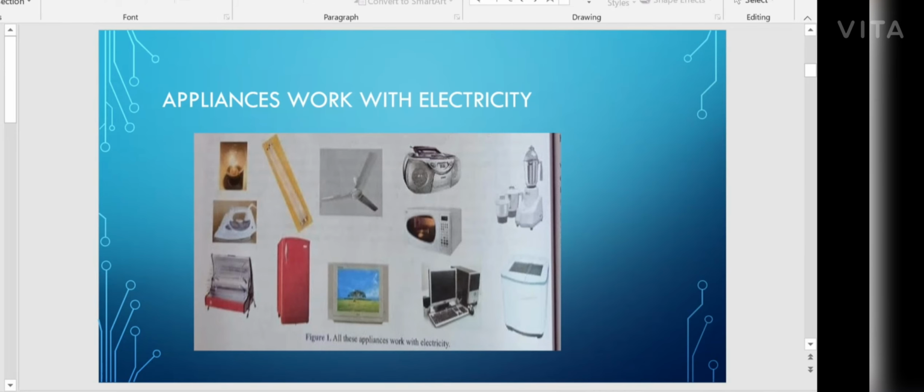In the next slide, I'll show you the electrical appliances which make use of this electricity to work. Depending on the type of model or the type of electrical appliance, the electricity consumption is different. And electricity is measured in, or expressed in, the unit of voltage, or volt.